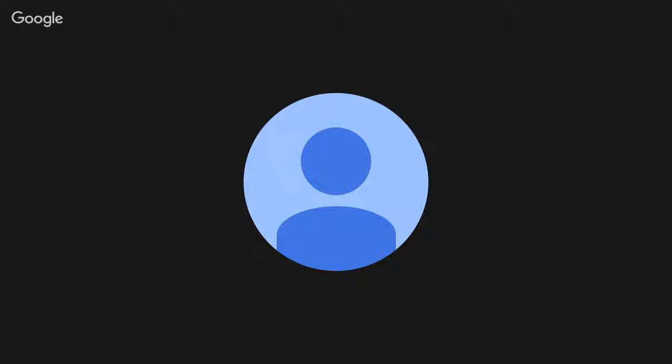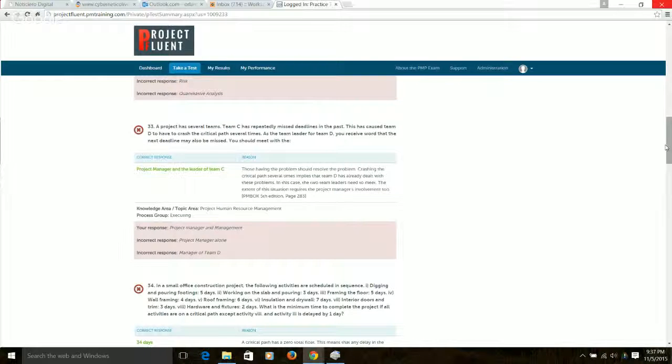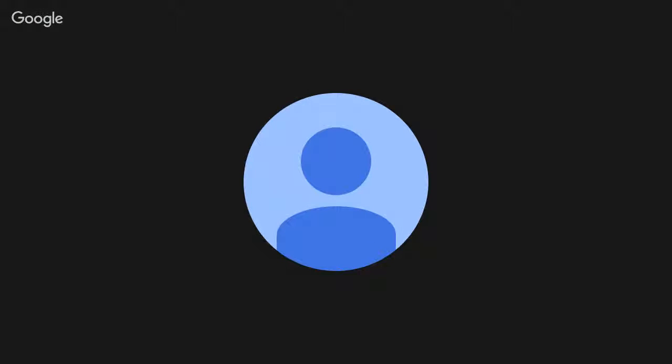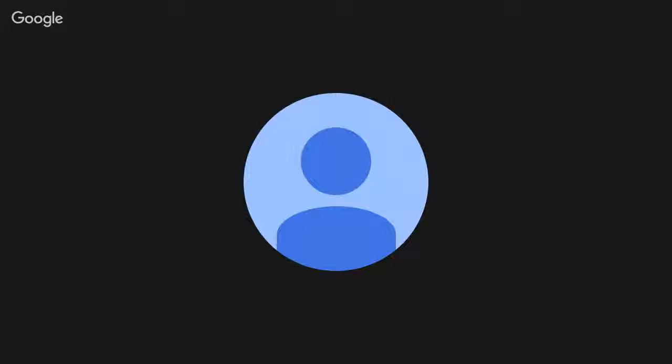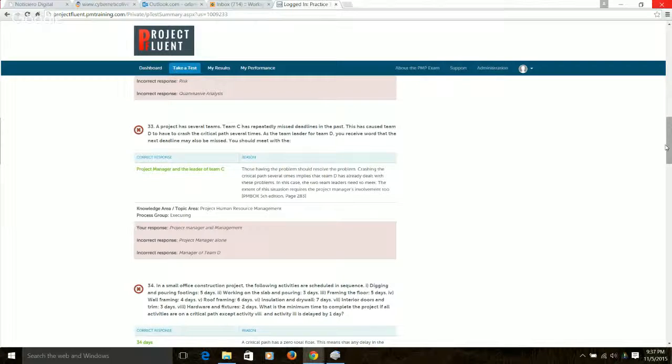We answered that one correct. We answered project manager and management. And what was the answer? Project manager and leader of Team C. You see, they look alike. So crashing the critical path implies that Team D already dealt with the problems. In this case, the two team leaders need to meet, and given the extent of the situation, it requires the project manager's involvement too.